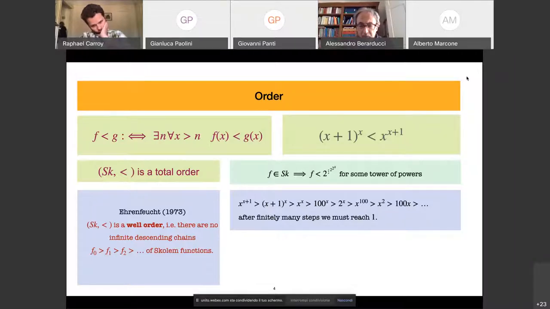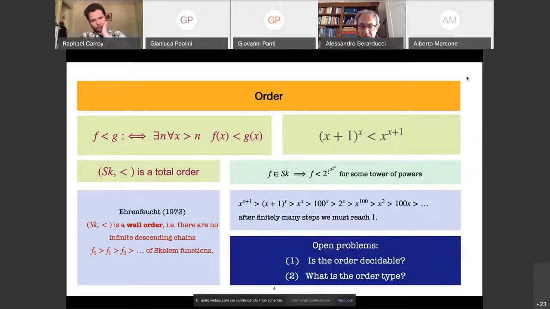So there are two natural questions now, which are both open. Is the order decidable? So given f and g, can you decide if f is less than g? And then the second problem is, what's the order type? It's a well order, so the order type must be an ordinal. And what is it? It must be a countable ordinal. And incredibly, both are open.